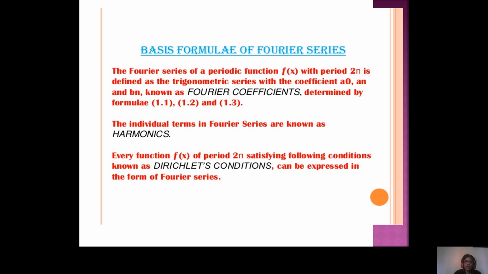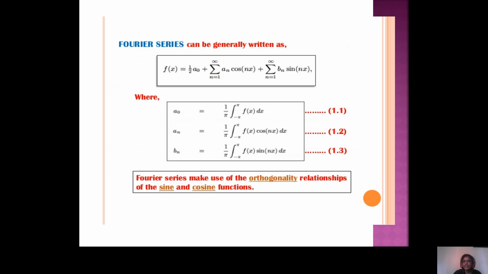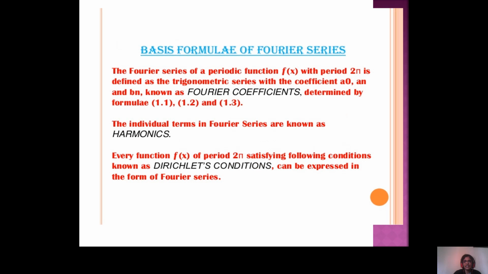Already you have to observe what is a naught in terms of the integral of f of x dx, and an is 1 by pi integral of f of x cos nx dx, and bn is 1 by pi integral of f of x sin nx dx. So the individual terms in the Fourier series are known as harmonics. What are the individual terms? Those terms are known as harmonics.